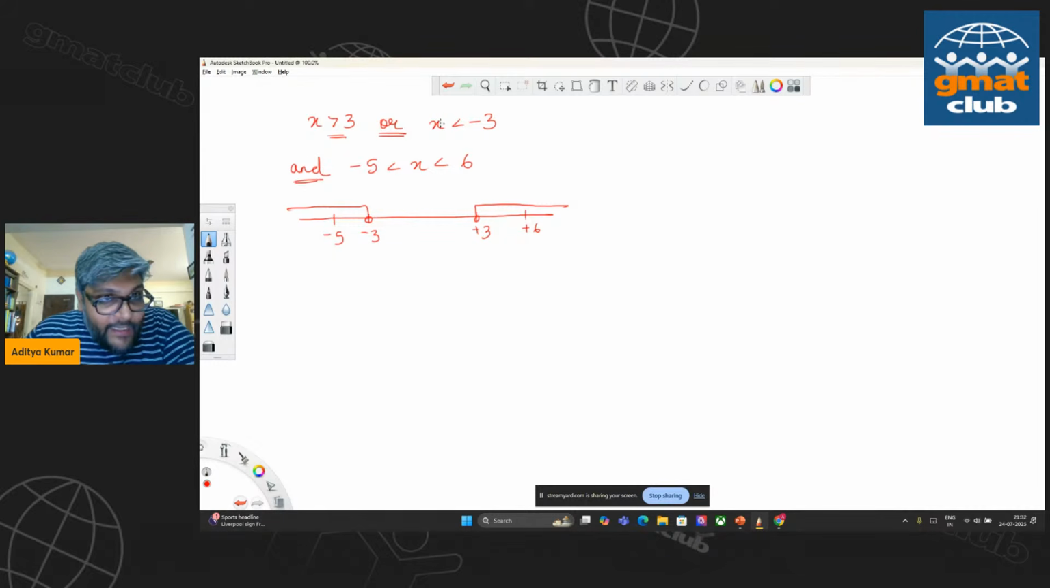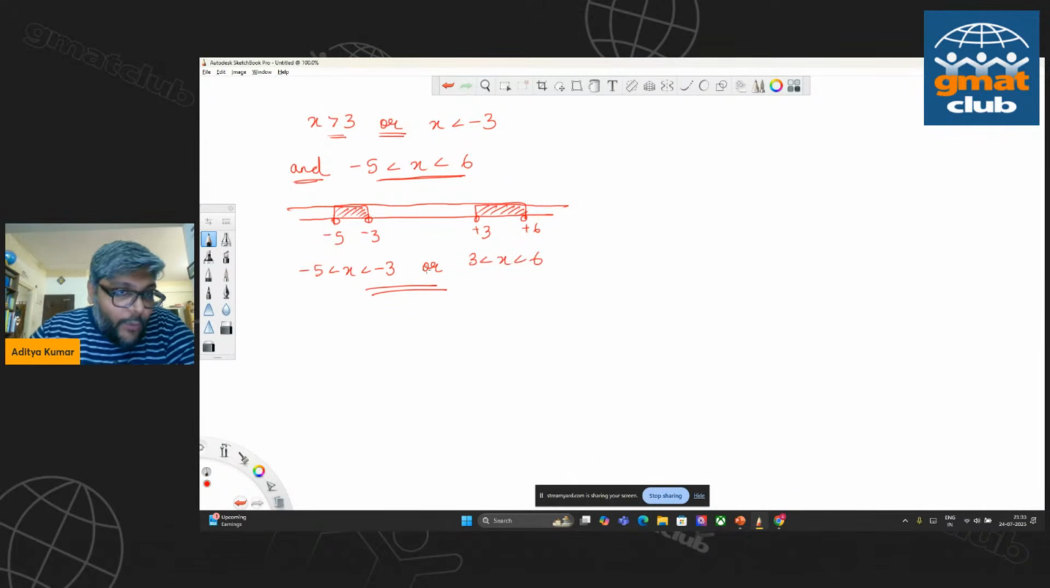And now there's an AND condition between this inequality. So when there's an AND condition, there'll be an overlap. I need to consider the overlap. So minus 5 plus 6, non-inclusive of the 2. I draw that. And where do all the regions overlap? Between minus 5 and minus 3 and between 3 and 6. So x will be in between minus 5 and minus 3, or x would be between 3 and 6. That would be the overall range for x.